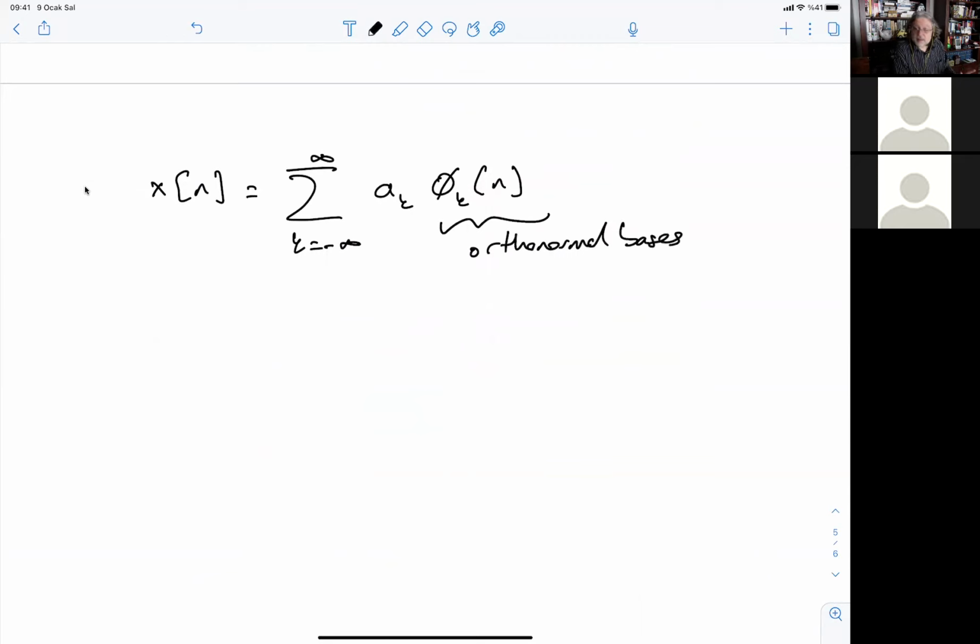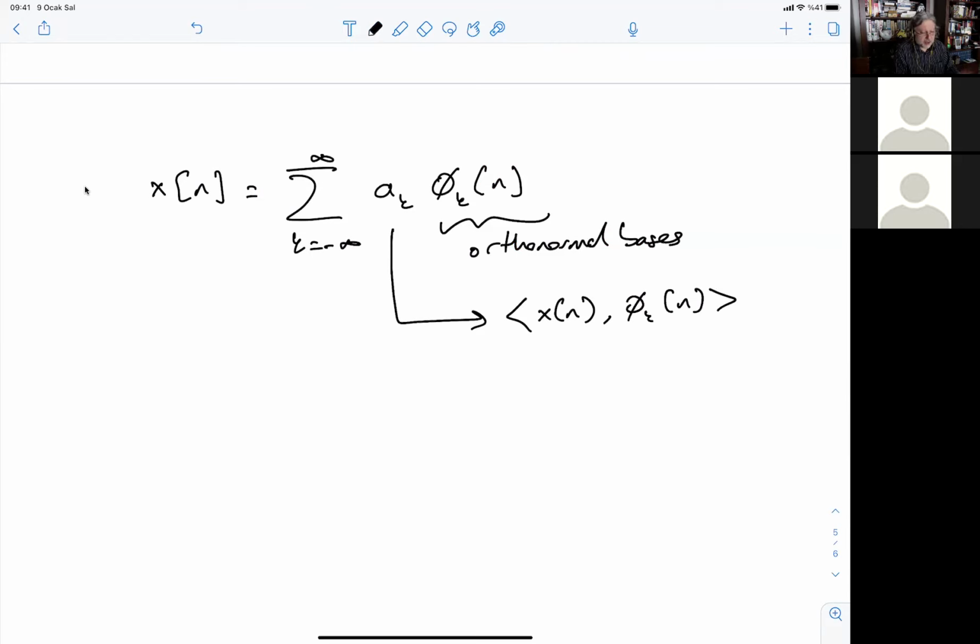So if these are orthonormal bases, by the way, last week we talked about orthogonality of two things using inner products. And in order to be a basis, it must span the space. So the space spanning property must also be there. But let's assume that they are all available to us. If these are orthonormal bases, then a_k from here can be easily found to be the inner product of x[n] and phi_k[n]. This is how we find it.